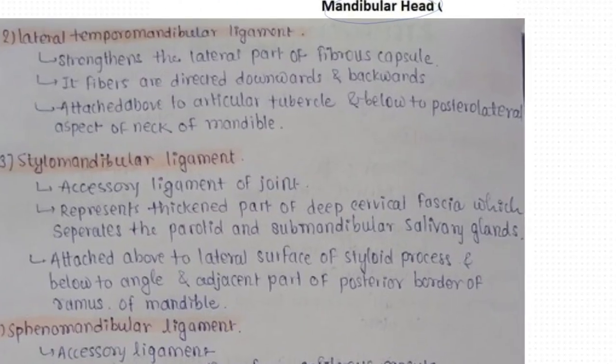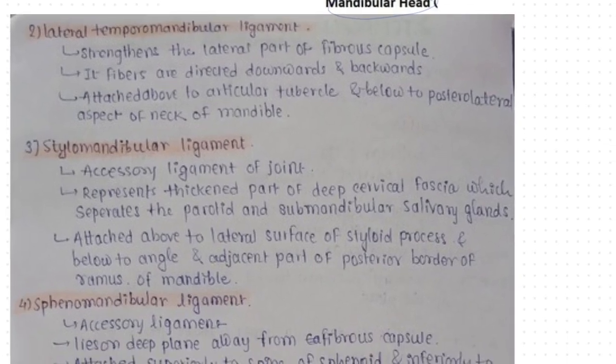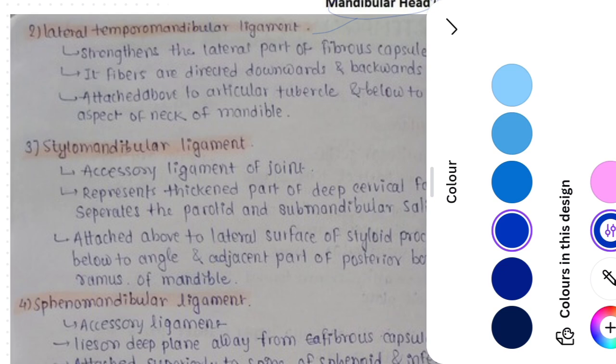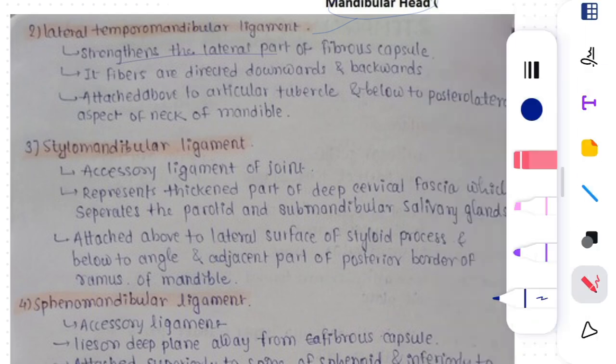Next we will see the second, the lateral temporomandibular ligament. It strengthens the lateral part of the fibrous capsule because it is present laterally. Its fibers are directed downwards and backwards. You can see this clearly in the image. It is attached above to the articular tubercle and below to the posterior lateral aspect of the neck of the mandible. So it is present laterally, directed downwards and backwards, and that is its attachment.